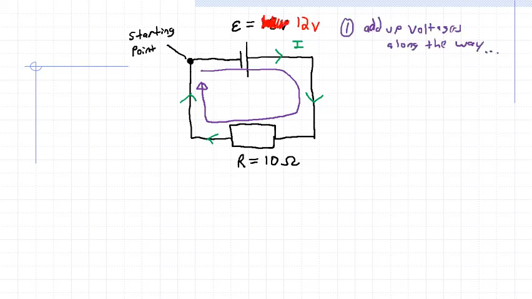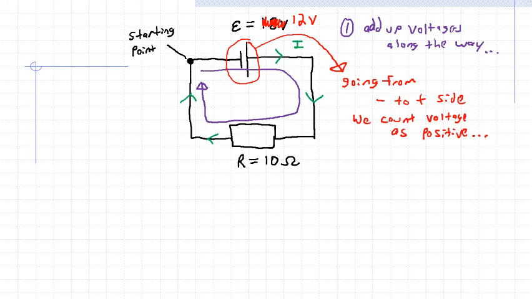What we're going to do is add up the voltages along the way. That's the first thing that we're going to do. So if we start from our starting point and we're following the purple here, we're going from the negative terminal to the positive terminal. So we're going to add up 12 volts there, going from the negative to positive side. We're going to count the voltages positive because we're going in that direction. So we have that, sum of the voltage plus 12.